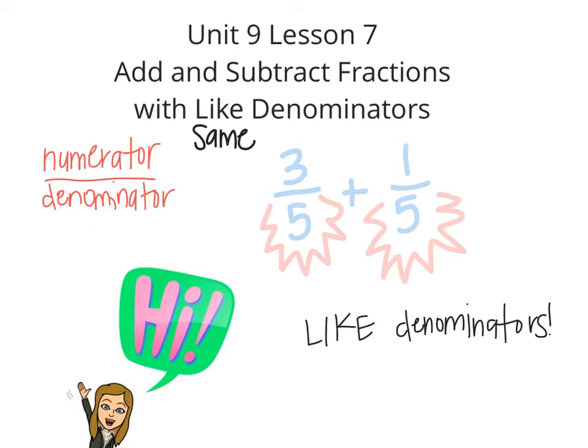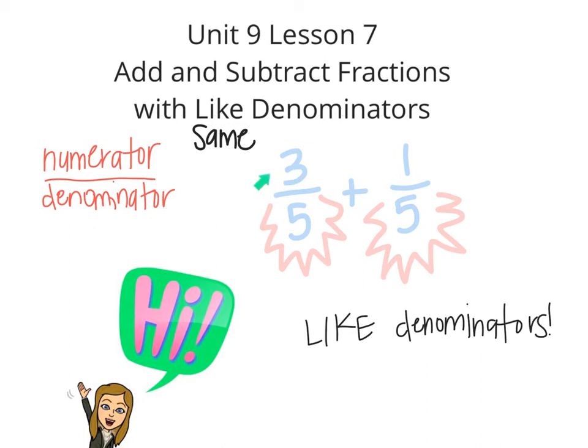Now, quick review on our vocabulary. Remember that the numerator is the top number and the number of pieces that are selected or shaded or left unshaded. And the denominator is the total number of pieces that are in the chocolate bar or pizza or whole. Numerator over denominator to create a fraction. Remember, denominator is your bottom number. So today we're looking at how to add and subtract fractions when their denominator is the same.